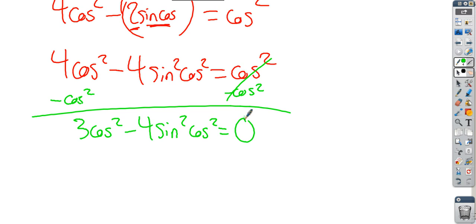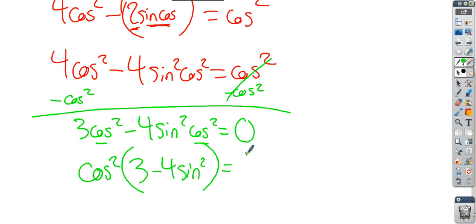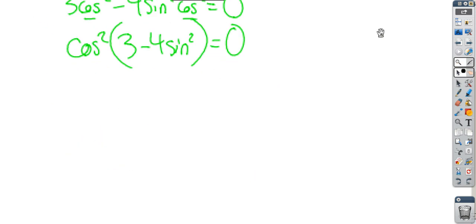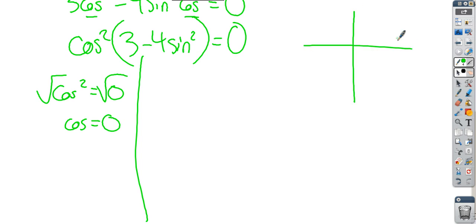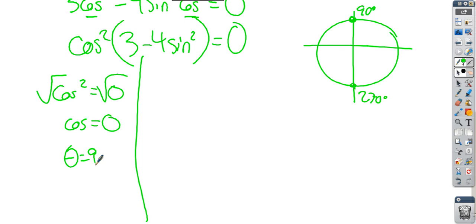Which technique should we use? Well, there's probably more than one that you could use, but the easiest one to use here, because these both have cosine squared, we could factor the GCF out of that. So let's do that. We would have cosine squared times 3 minus 4 sine squared, and that's equal to 0. And now how do we solve this? We can solve it by setting both parts equal to 0. So cosine squared equals 0. Let's square root that. That means cos equals 0. Where does that happen? Well, again, the cosine is the x-coordinate, and that equals 0 here, and it equals 0 down here. So 90 and 270 would be our solutions from this part, at least.